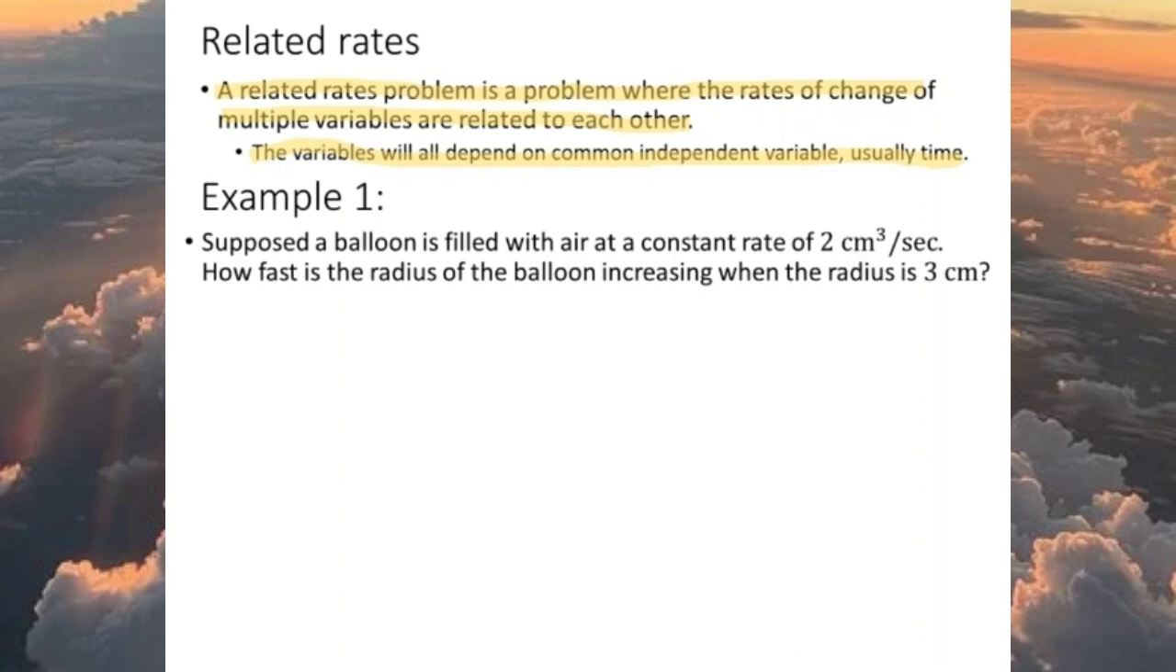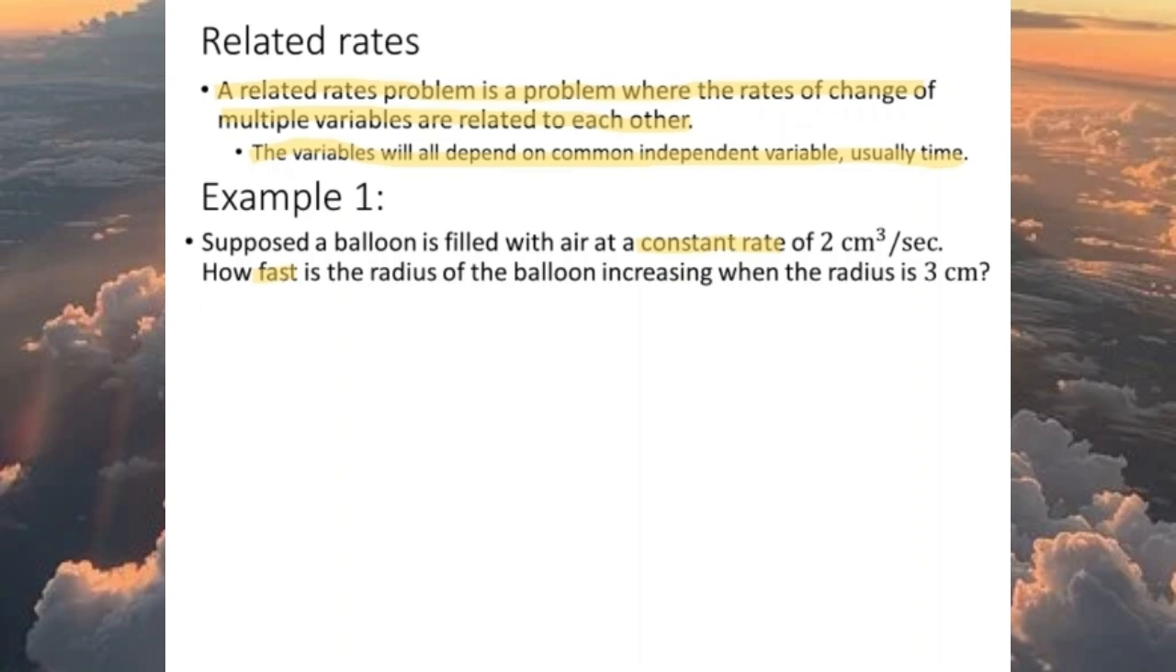Suppose a balloon is filled with air at a constant rate of 2 cubic centimeters per second. How fast is the radius of the balloon increasing when the radius is 3 centimeters? Let's start talking about why this is a related rates problem. If we reread the problem, we see terms such as constant rate and fast. Those terms are associated with rates of change. Now, how can we relate those rates of change together?